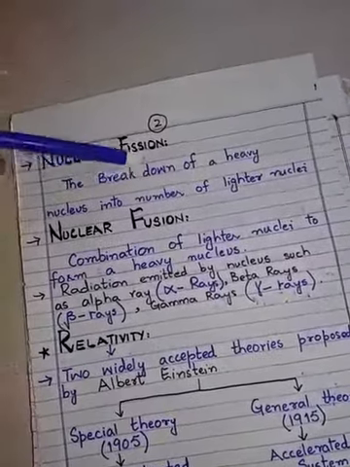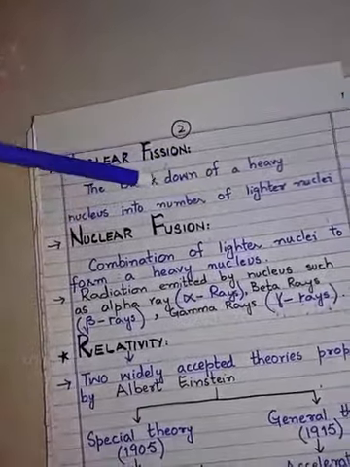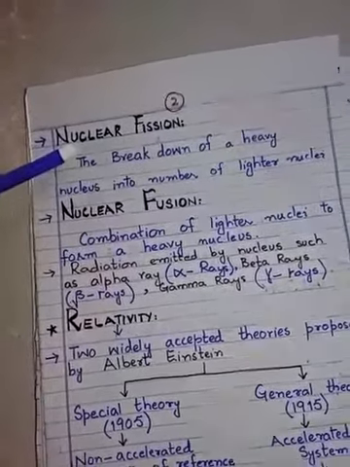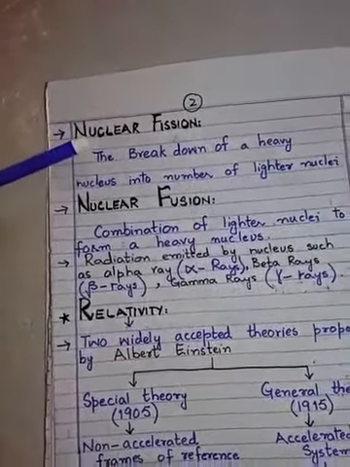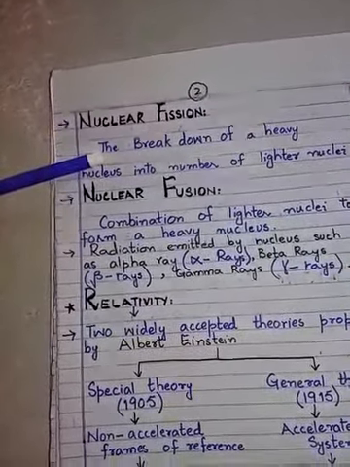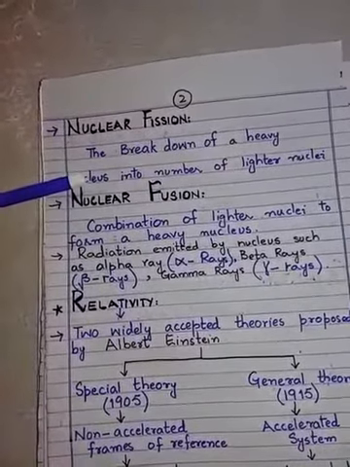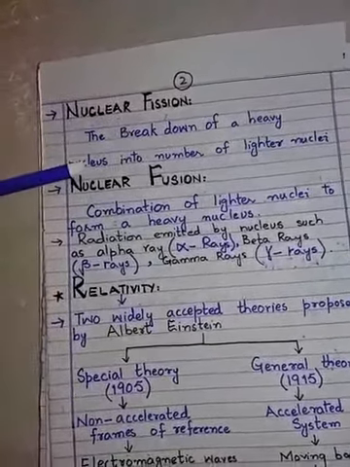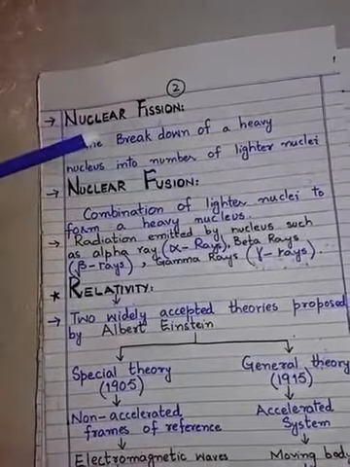First I will tell you about nuclear fission. As I told you, the word fission means breakdown. So nuclear fission can be defined as the breakdown of a heavy nucleus into a number of lighter nuclei, or the splitting of a very heavy nucleus into a number of lighter nuclei. A heavy nucleus means the nucleus of an atom whose atomic number is greater than 82. That element's nucleus is considered a heavy nucleus. So the splitting of a heavy nucleus into a number of lighter nuclei is known as nuclear fission.